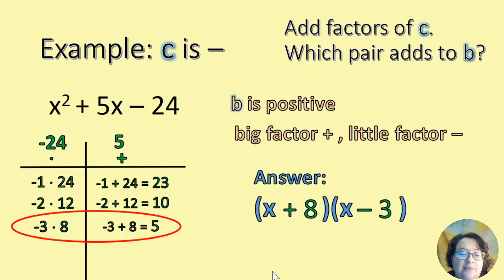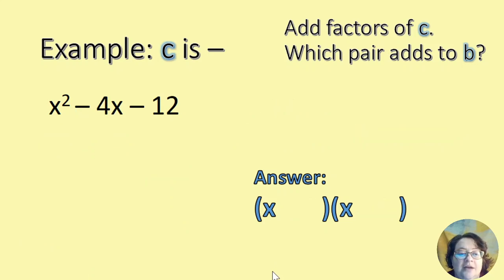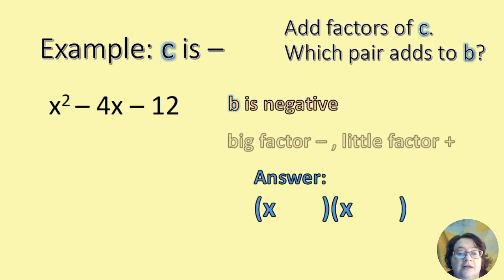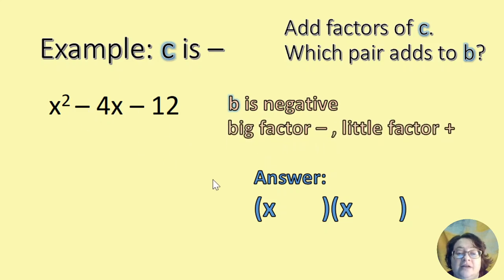Let's try another example. x squared minus 4x minus 12. Here, c is negative, so I know I have one factor that will be added and one subtracted. Here, because b is negative, my bigger number is going to be my negative one. So let's draw out our table.